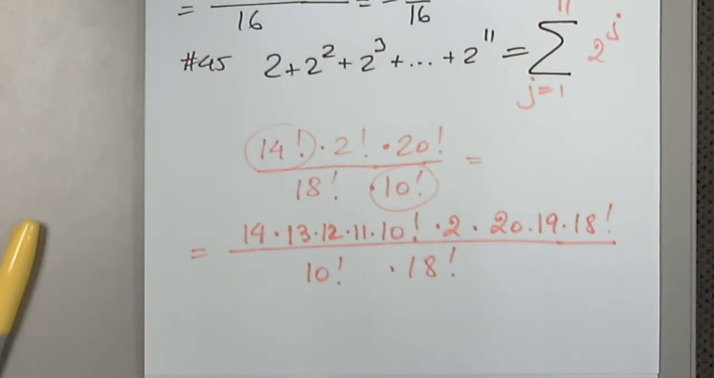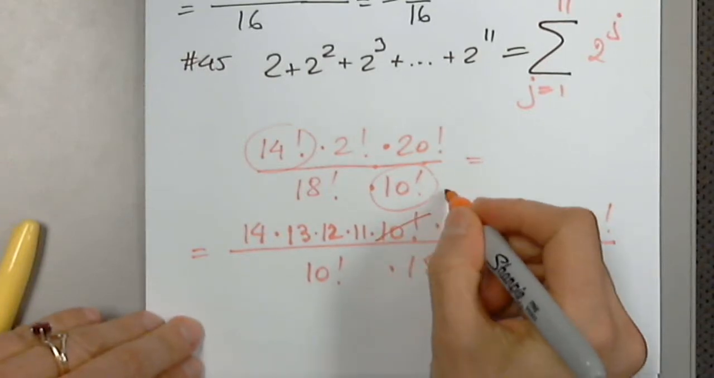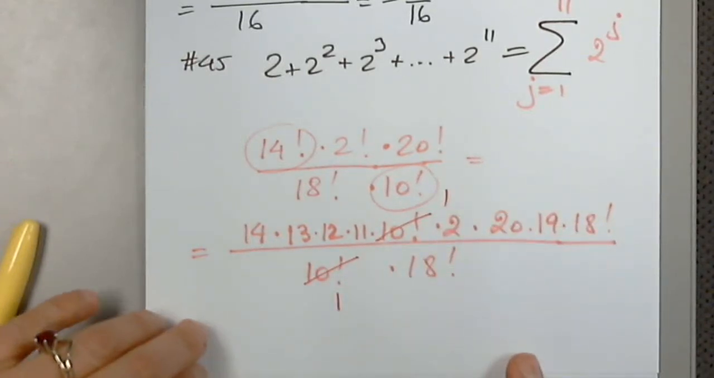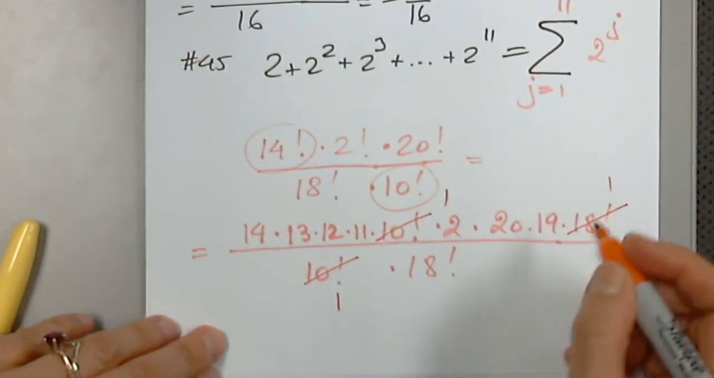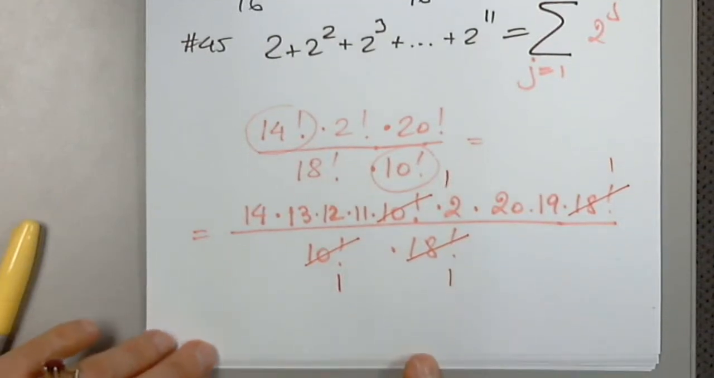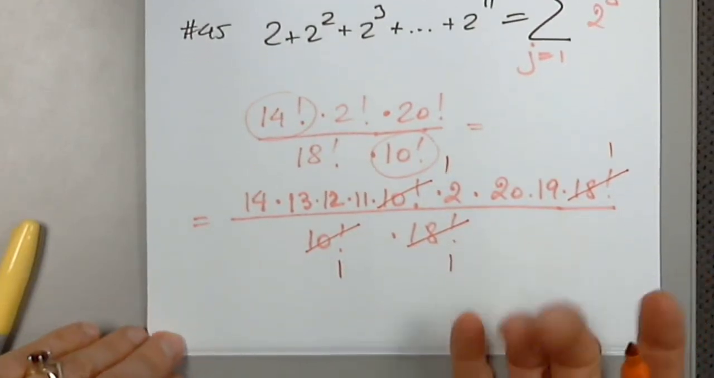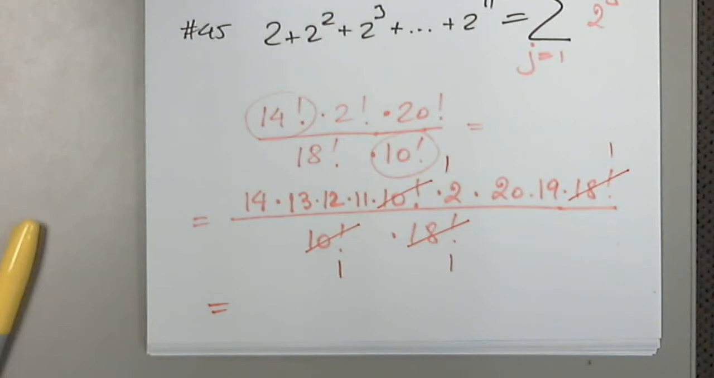Now, Tom. Okay, you're canceling out 10 and 10 factorial, and you're canceling out 18 factorial and 18 factorial. And this is still going to be a huge number. I don't know how big it is, really. So let's give it a shot and see what we get.